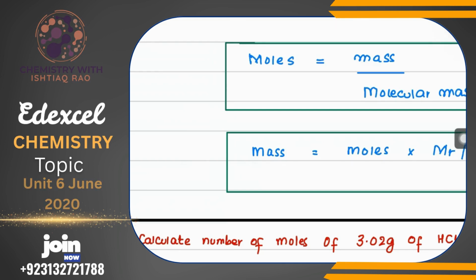Of course, hydrogen is 1 and chlorine is 35.5. It's going to be 1 plus 35.5, that is equal to 36.5. That would be the molecular mass of HCl. Then you have to divide it, and you will get the answer for moles. Okay? What's the answer?